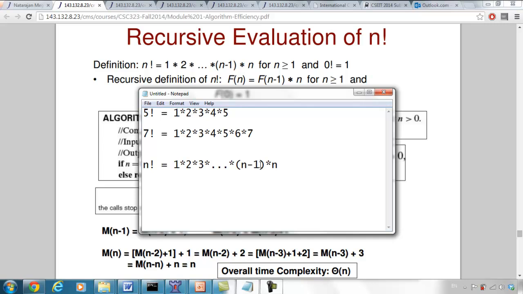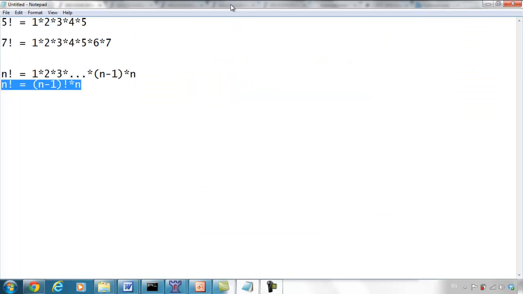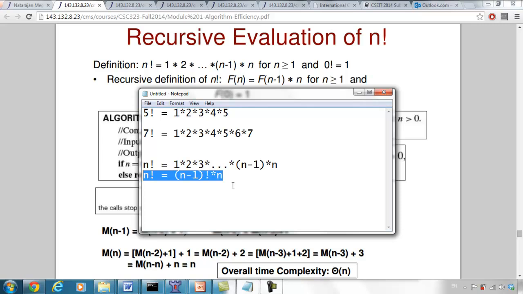Now, from what we have seen so far, this 1, 2, 3 up to n minus 1 itself could be nothing but n minus 1 factorial times n. Okay? So this is actually a kind of recursion, because if I want to compute n factorial, I need to first compute n minus 1 factorial. So I can say, n factorial is n minus 1 factorial times n.